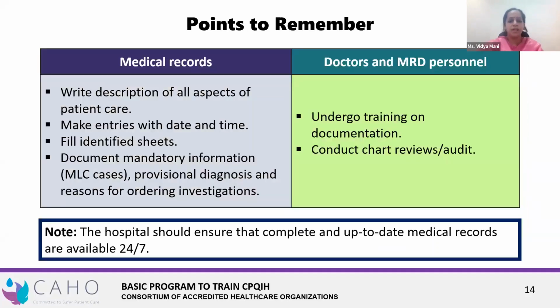So what are the ideal practices and how do we go about it? Medical records need to have a description of all aspects of patient care, and make sure that the entries are dated, timed, and have the author identified. Fill all the identified sheets and the sheets which are relevant for the patient who is admitted, and document mandatory information. For example, in your consent form, or in your MLC cases, there are a few mandatory things that will have to be filled in. Make sure all those columns are filled in. And the provisional diagnosis and reasons for ordering a certain investigation are very important that we all take care of.